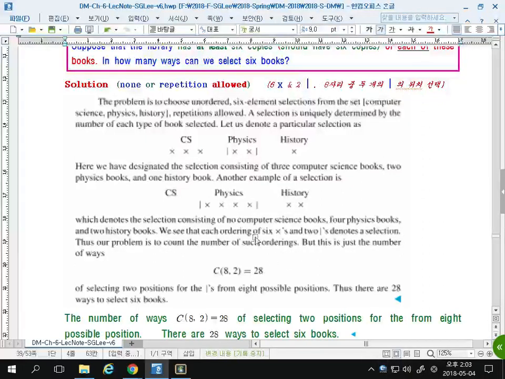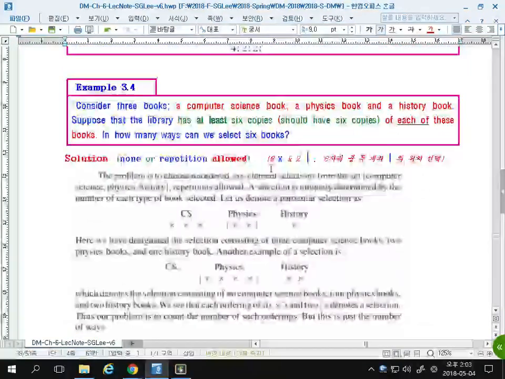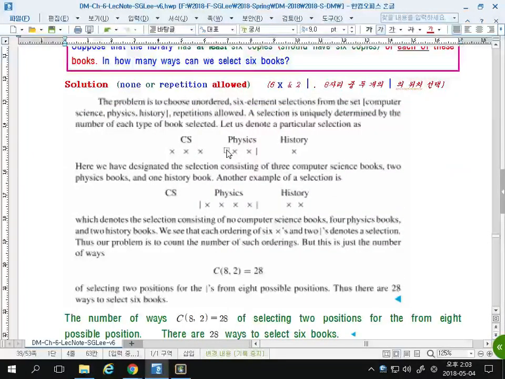Okay. So if we translated this problem to choosing the position for these 2 bars in between these 6 axes, then we have 8 options. We have 8 positions, and these 2 bars are located. So our choice can be 8 choose 2 ways of choosing those 6 books of 3 categories.